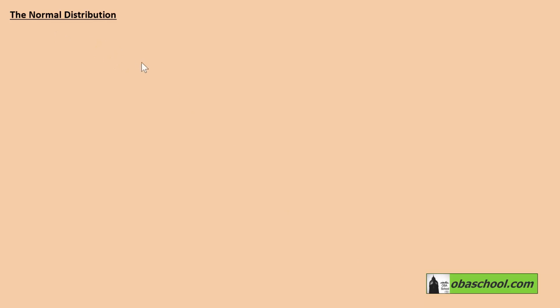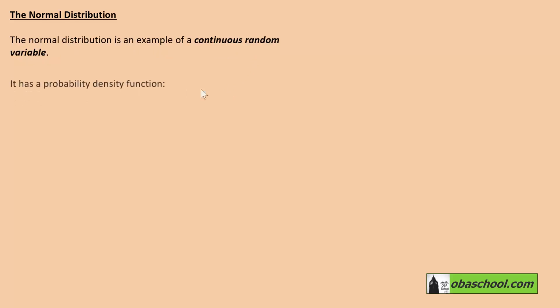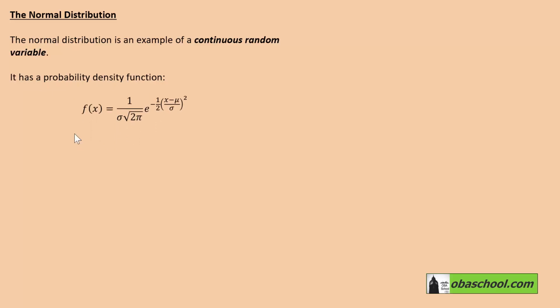The normal distribution. The normal distribution is an example of a continuous random variable. It has a probability density function given by f of x is 1 over sigma root 2 pi e to the negative a half x minus mu over sigma, all squared. And in this formula, sigma is the standard deviation and mu is the mean.